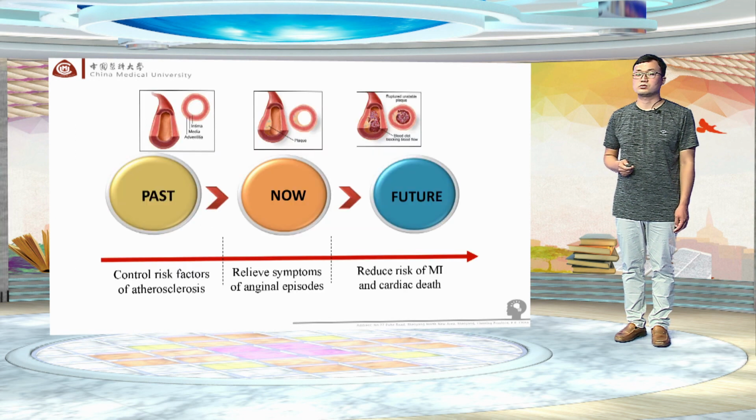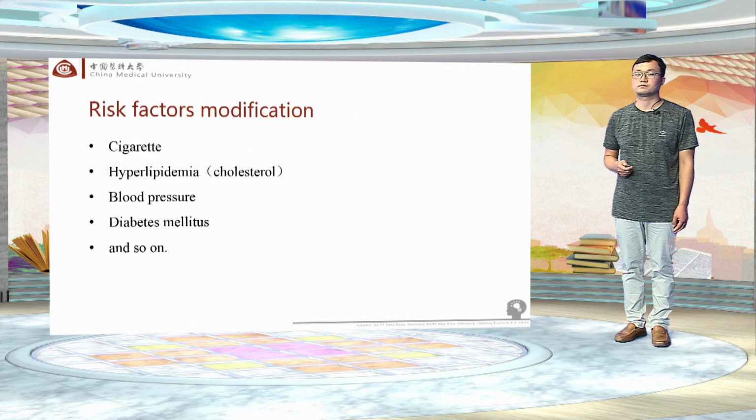This picture shows the consecutive treatment of angina pectoris, including the past, now, and future. The first aspect is the treatment for risk factors. All the factors that can cause atherosclerosis must be modified, including cigarette, dyslipidemia, blood pressure, diabetes, and so on.